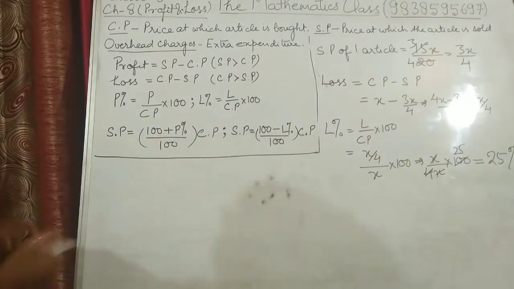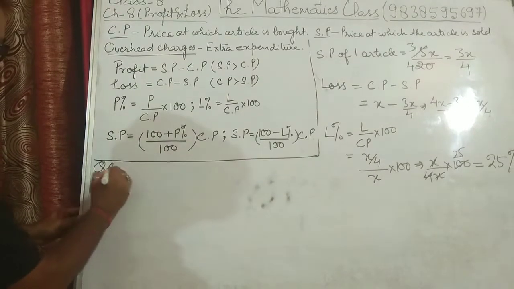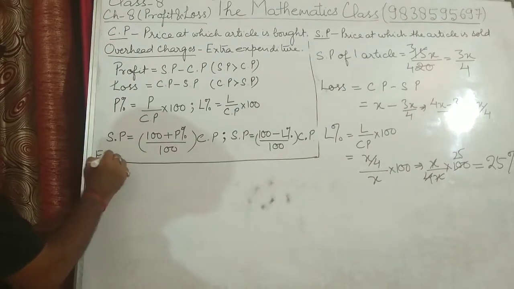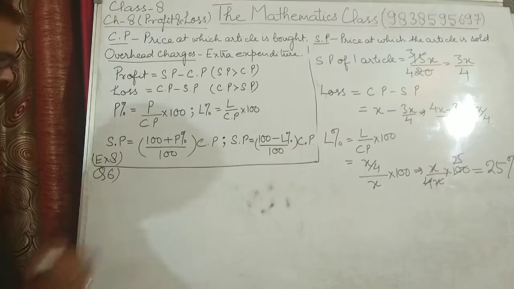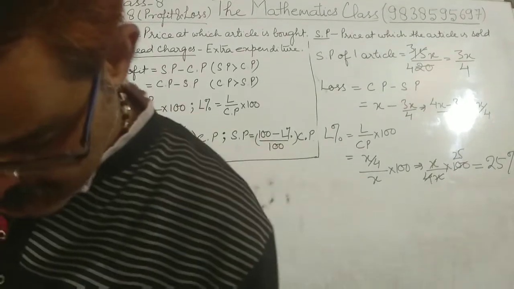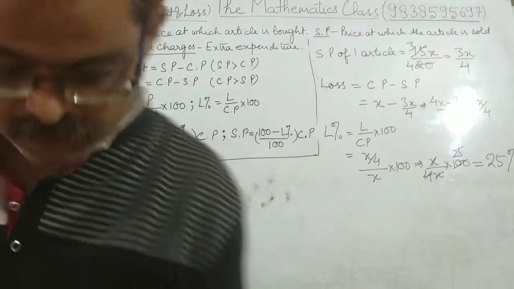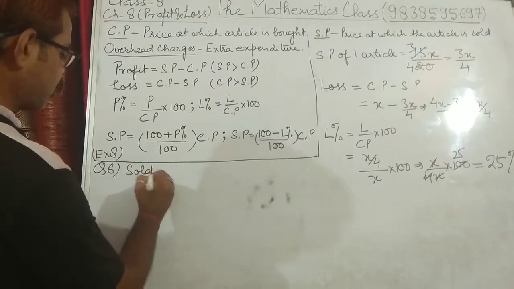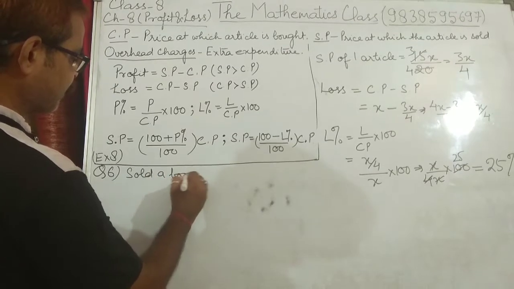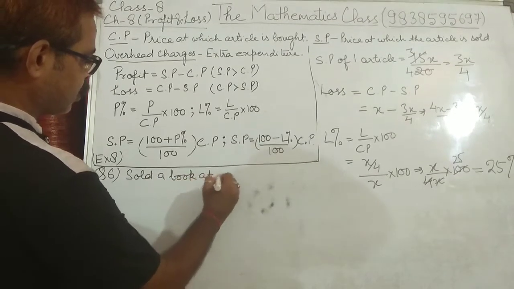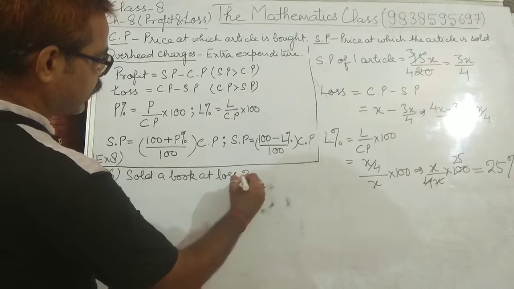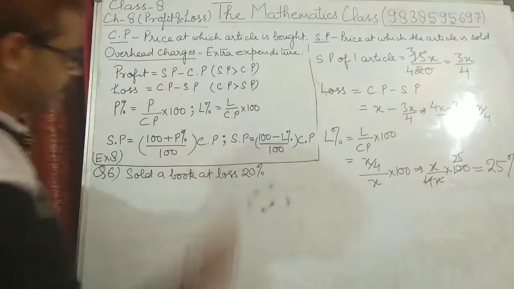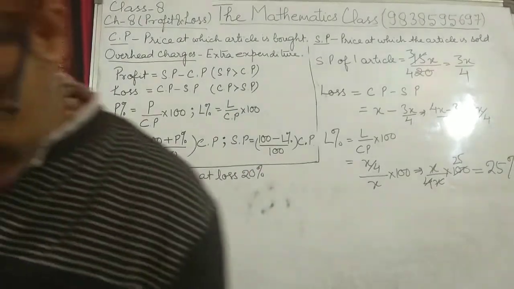Sixth question reads, question number 6. I am writing here as exercise 8. Question number 6 is, a man sold a book at a loss of 20%. First thing. Then what do they say?